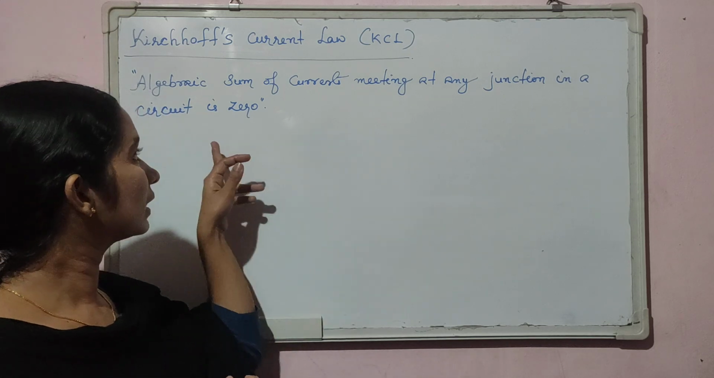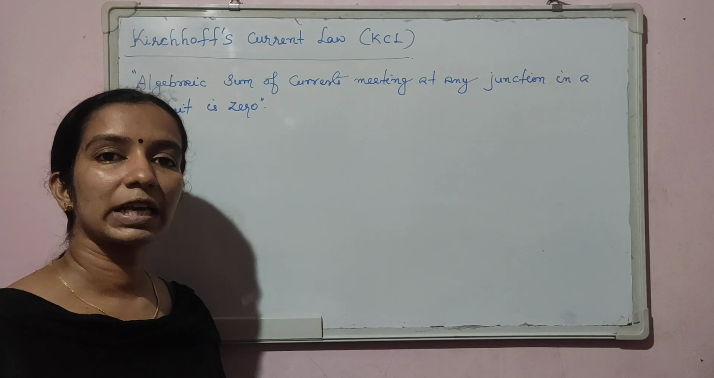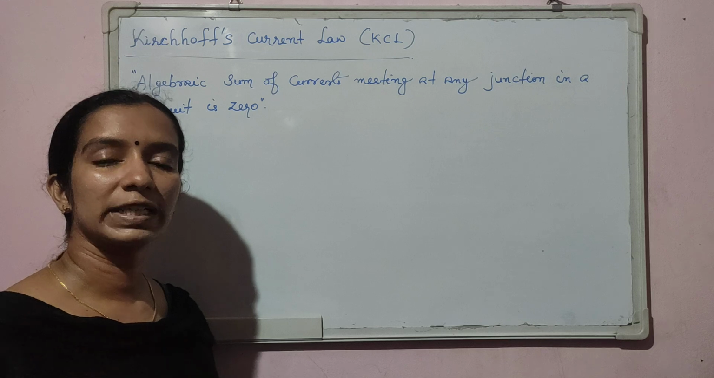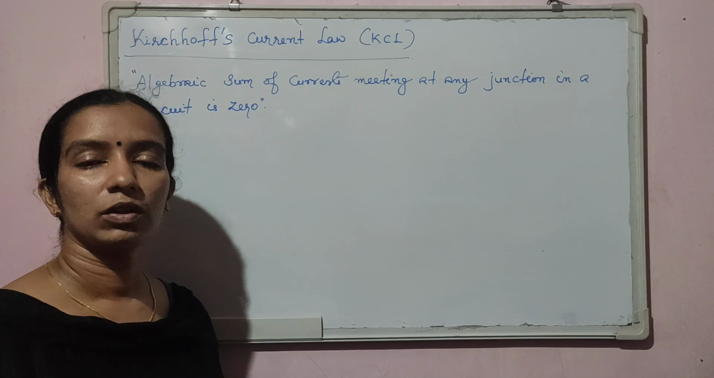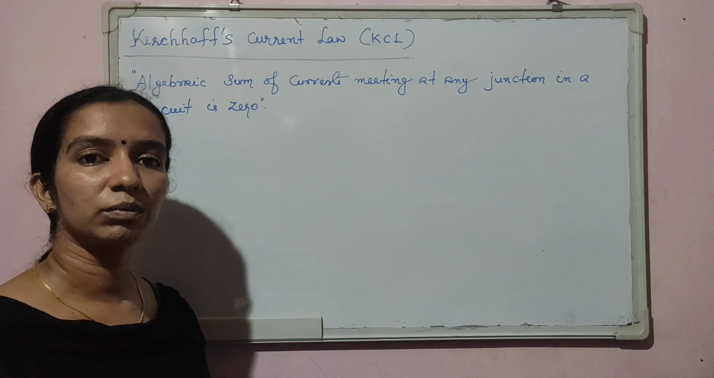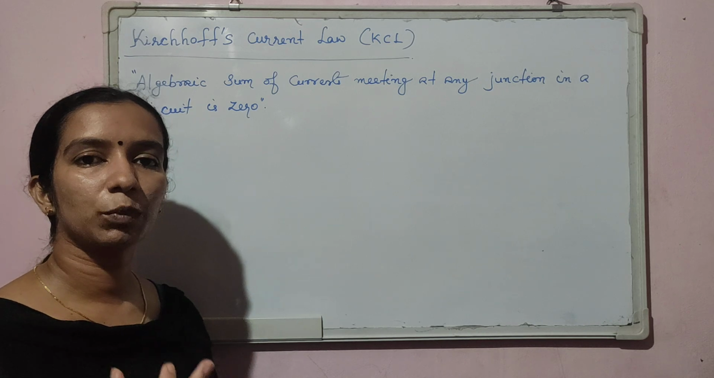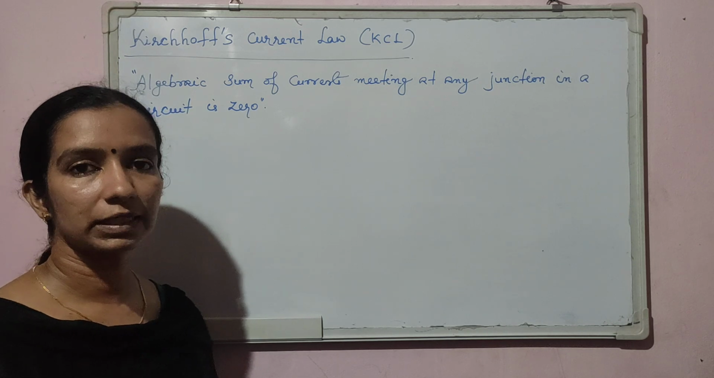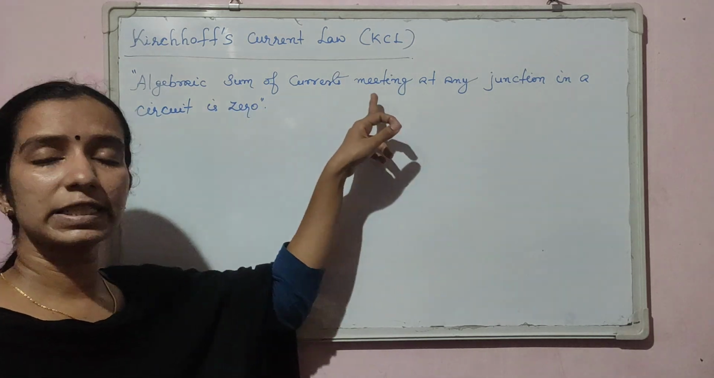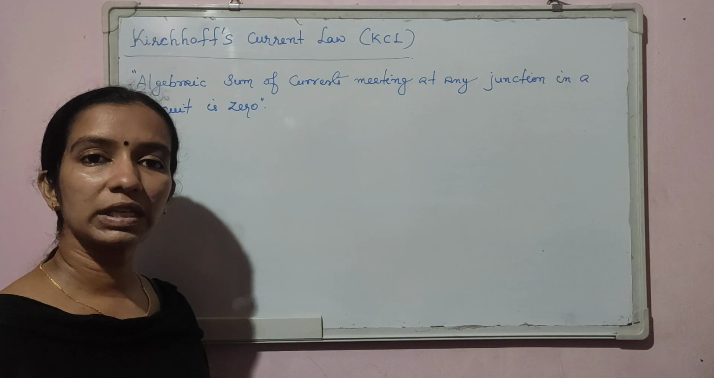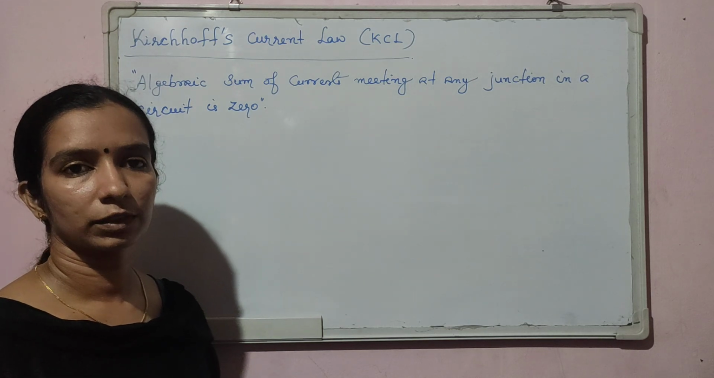Okay. So now what is algebraic sum? Algebraic sum means we are calculating the sum of a number of quantities considering the sign of each quantity. So while calculating the algebraic sum, we need to consider the sign also, whether that particular quantity is positive or negative. So for calculating the algebraic sum of currents, we need to know the sign of current, whether that current is positive or negative.